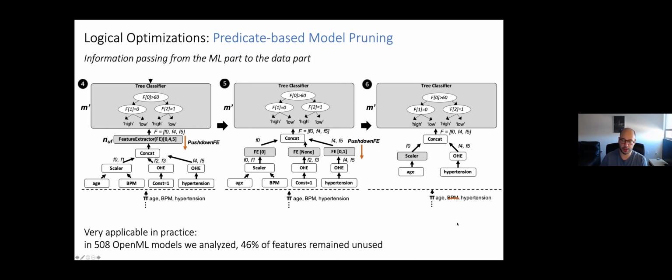This in practice has been very applicable because, for example, we analyzed more than 500 models from OpenML, and we saw, interestingly, that 46% of the features used in the models actually remain unused, which was to our surprise. So this means that you have a lot of features. You're training a tree, for example, but let's say you have a depth of 5, and the way the tree was trained, you don't really need many of the features that you trained with.